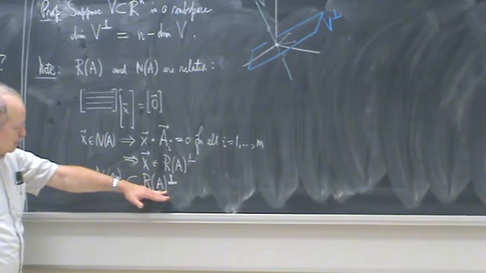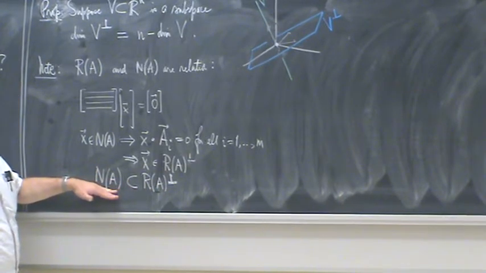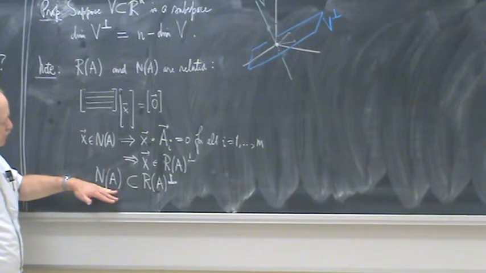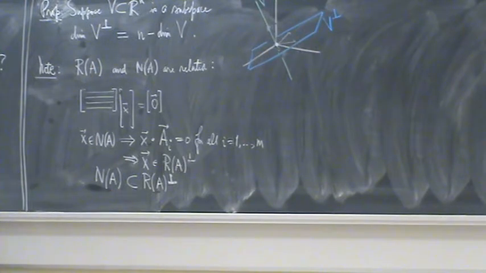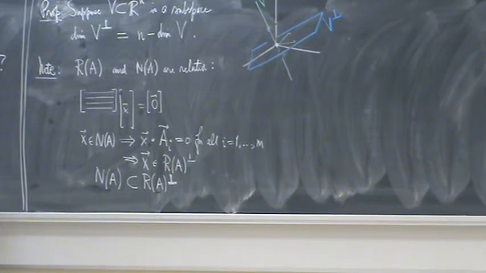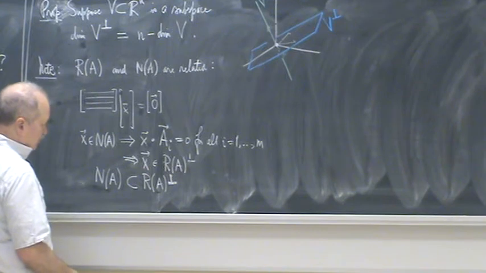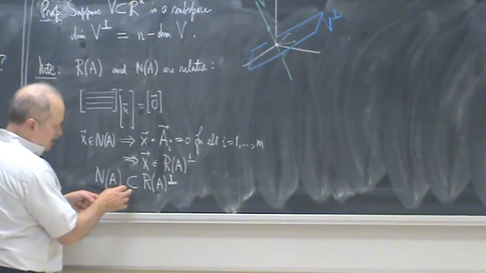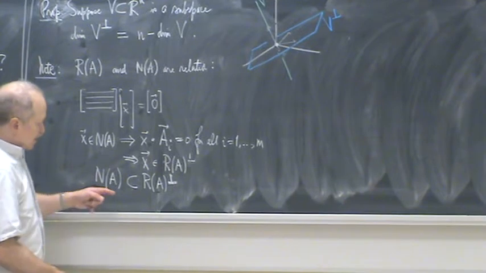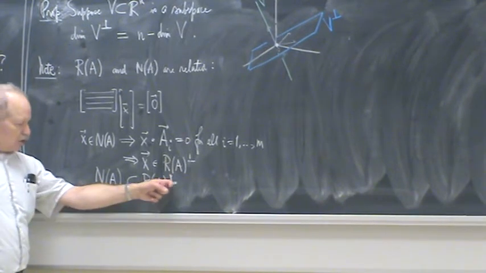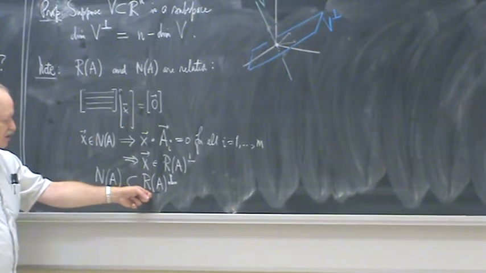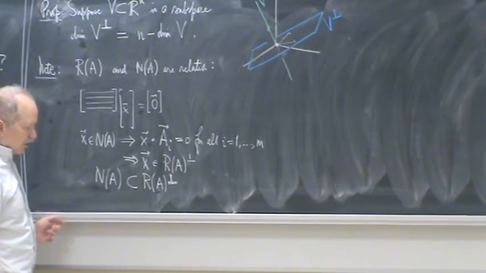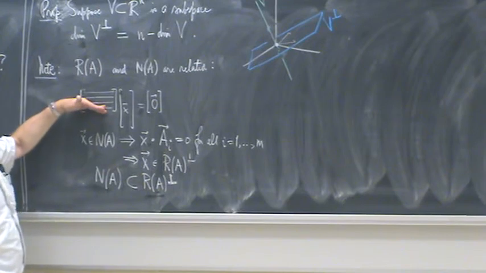But in fact, is the row space in the perp of the null space? Sure. Nice guess. Yes, they're going to be perpendicular to each other. Well, how do we see that? Don't you in fact have equality here? Yeah. Because if you're in the perp of the row space, that means that you're orthogonal to all the rows, but that's exactly what this says.